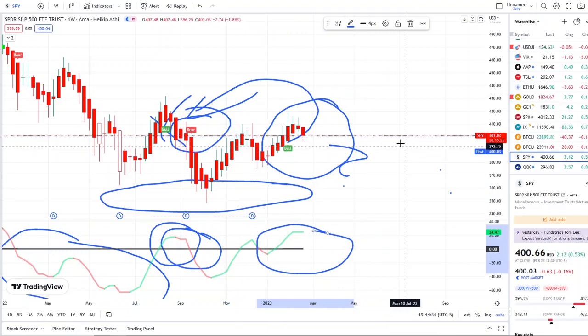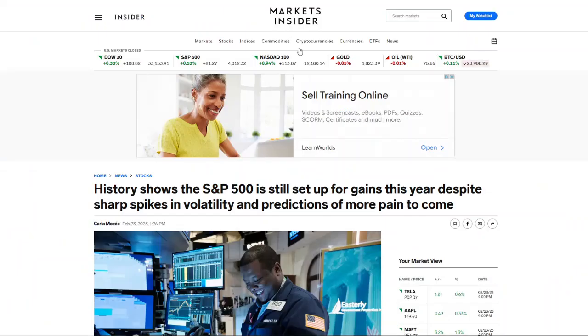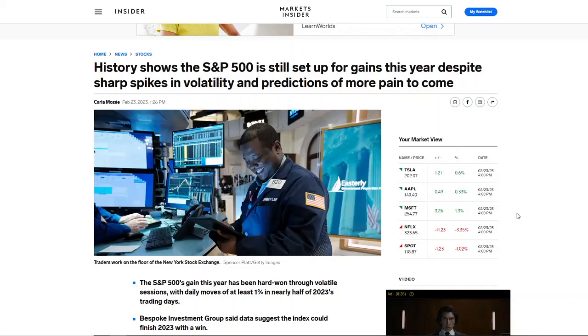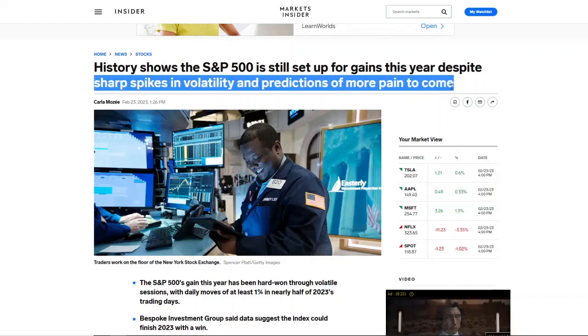This is crucial, and we have headlines talking about how the S&P is still set up for possible gains this year despite the sharp spikes in volatility and predictions of more pain to come. And we're going to look at some different data points that are creating this volatility that we're seeing as well that should not be ignored.